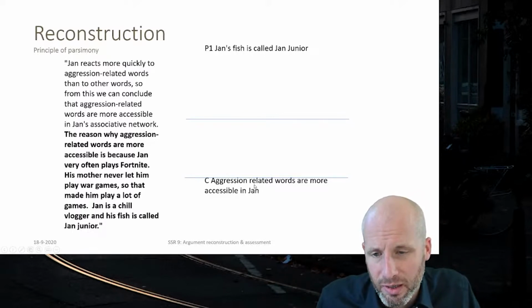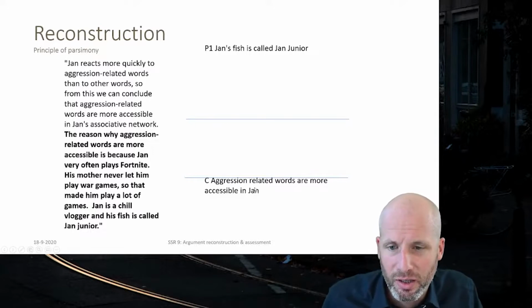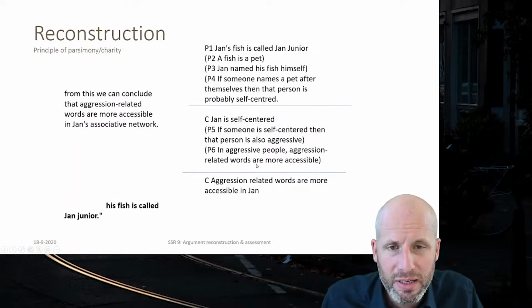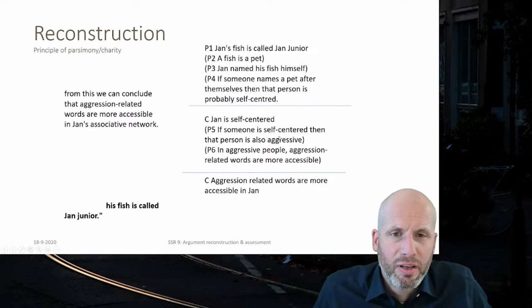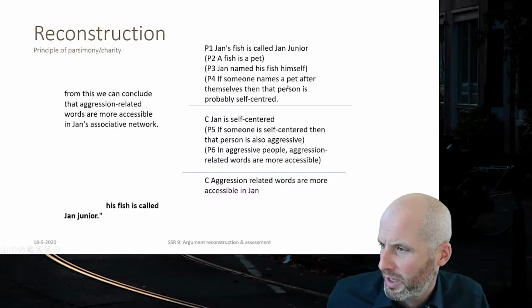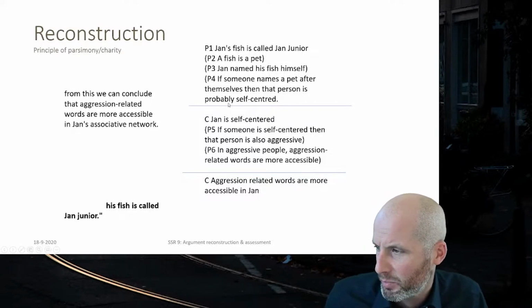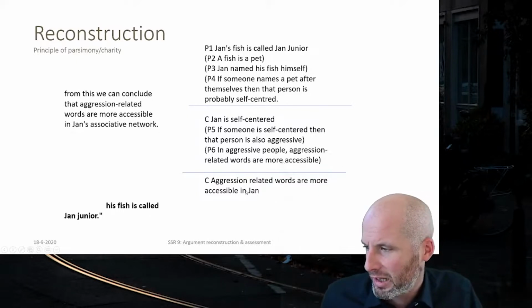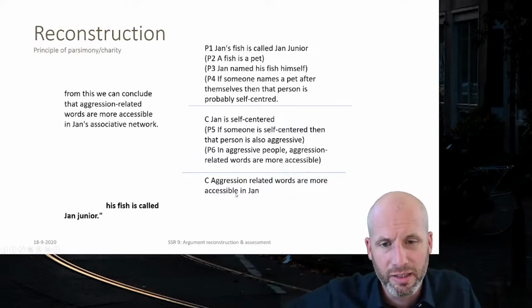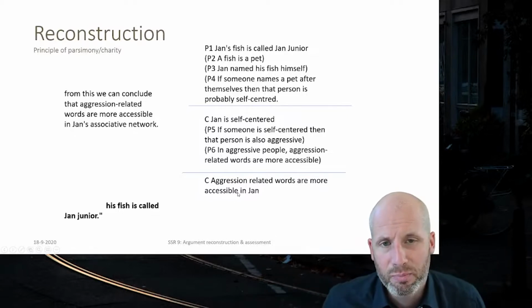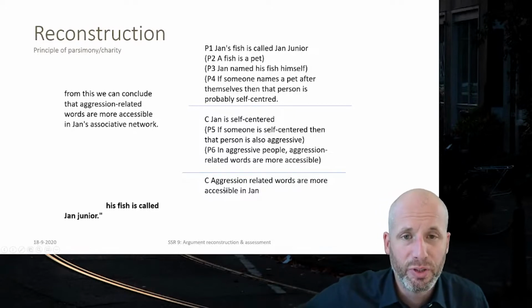That's something that, as Tobias mentioned during the break, is completely out there, right? We have to make some implicit assumptions explicit, and that's basically us thinking up stuff, right? So a fish is a pet. Jan named his fish himself. If somebody names a pet after themselves, then the person is probably self-centered. So therefore he's self-centered. If he's self-centered, then he's aggressive. Aggressive people have more accessible aggression-related words. So that's the conclusion. So we managed to connect the stuff about the name of his pet to the stuff about aggression, but it's become something that isn't true to the original text.